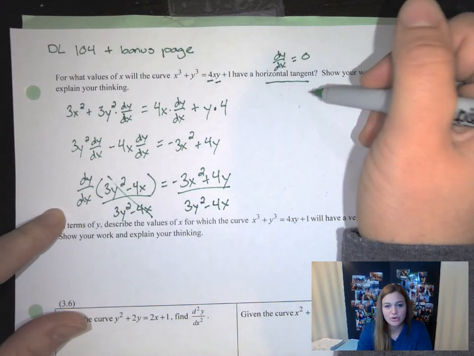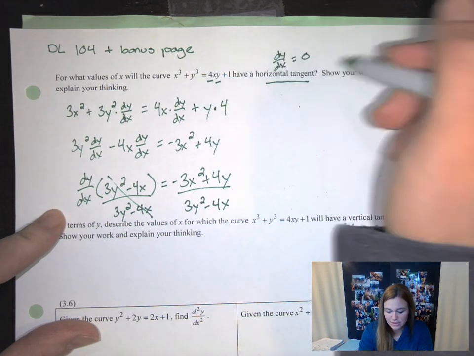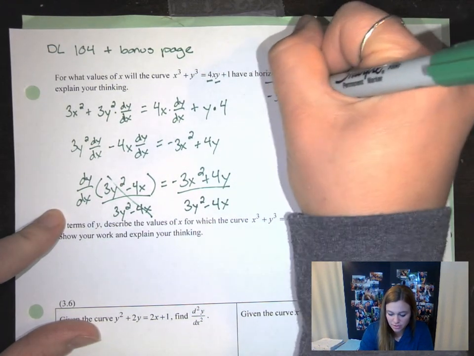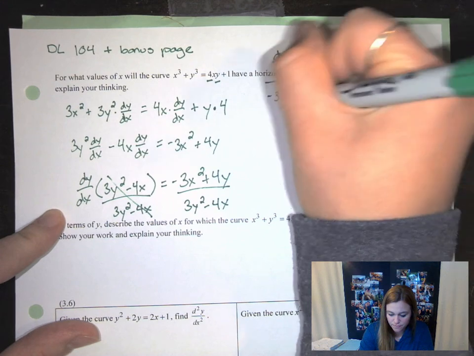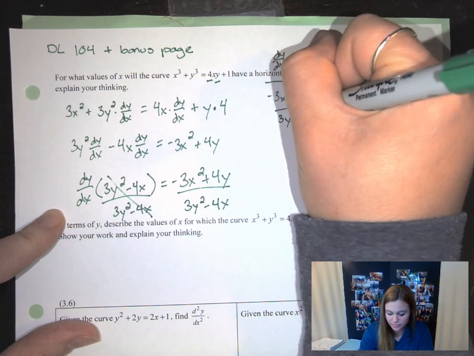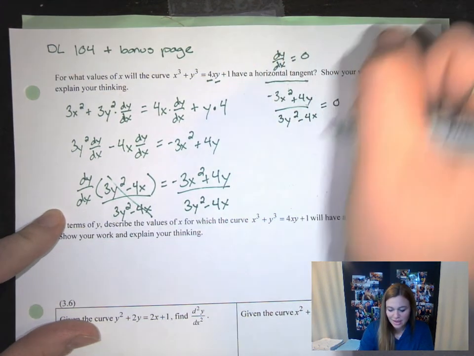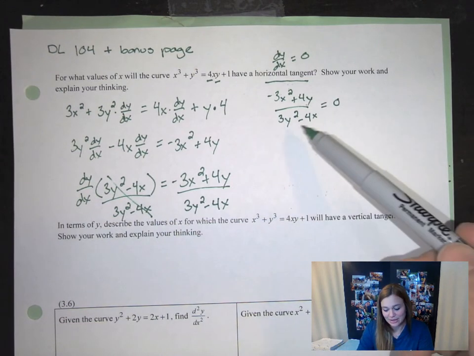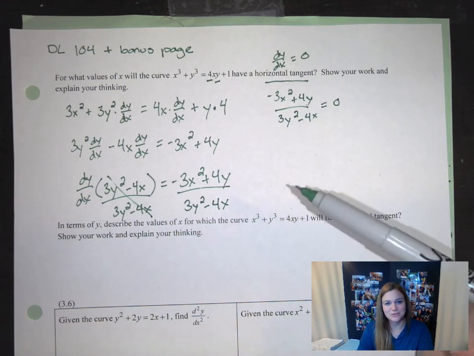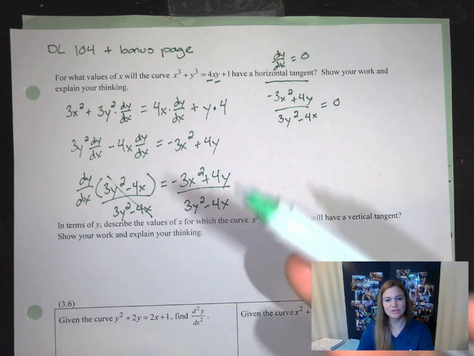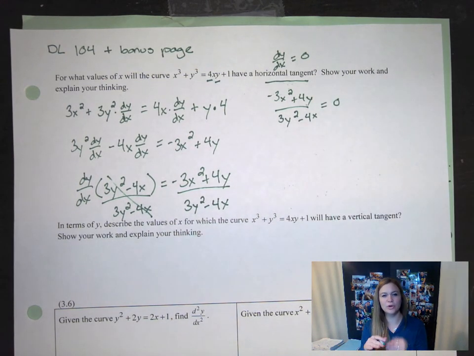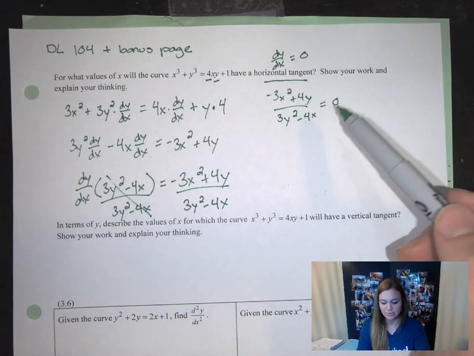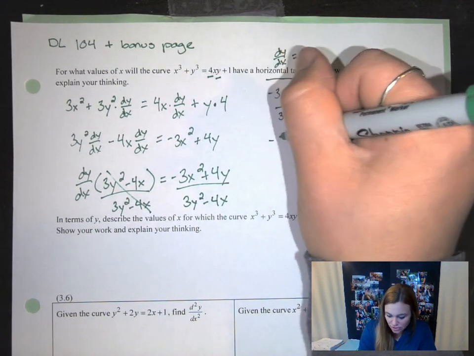And now I need to set my derivative equal to 0 because I want to know when this has a horizontal tangent. So setting my derivative equal to 0, you can do one of two things. You can either multiply both sides by 3y squared minus 4x and think about it that way. Or you can think, well, if this is a numerator over a denominator, the only thing that has to be equal to 0 would be the numerator, because 0 divided by anything is 0, except for 0, but the bottom's not going to be 0 at the same time. So what I do is I set the numerator equal to 0.